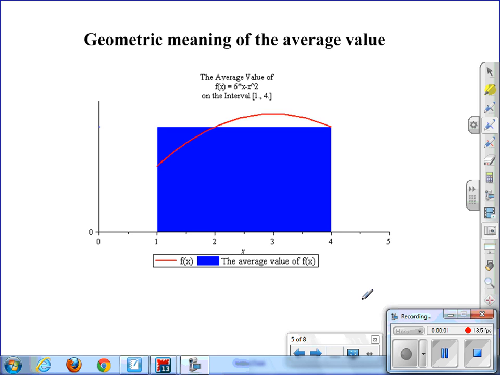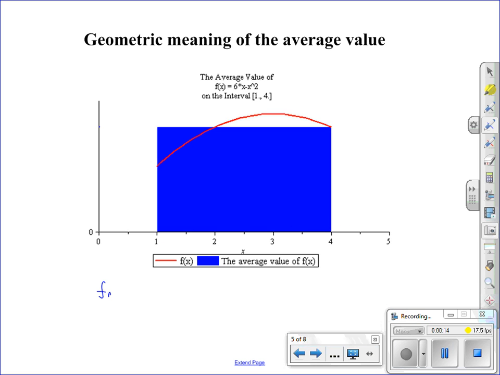Now let's talk about the geometric meaning of the average value. From the previous example, we know that for the function 6x minus x squared on the interval from 1 to 4, the average value can be found by 1 over 4 minus 1 times the integral from 1 to 4 of f of x dx. If you put this f of x inside, you will find the average value is in fact 8. Okay. So now if we mark everything in the graph, this is the f average, which is 8, right? So this guy.